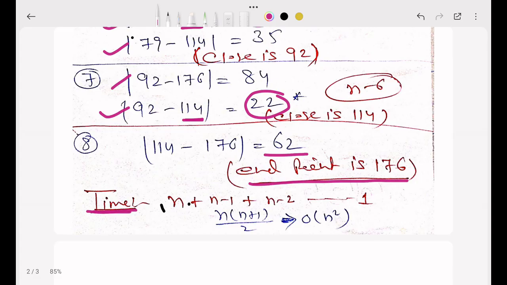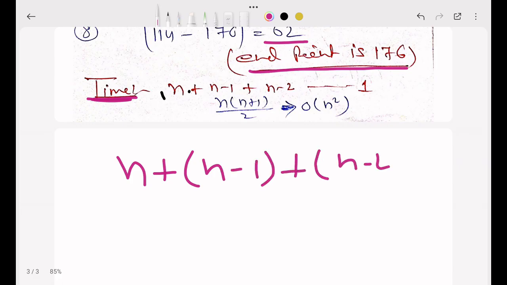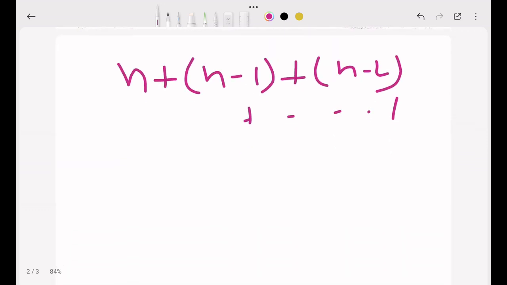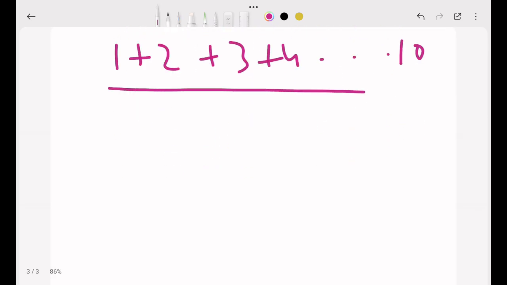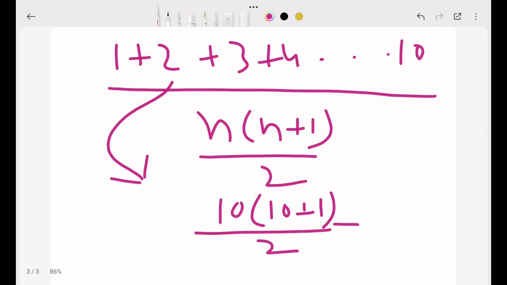If I check the time complexity, the comparisons are n, then n minus 1, next n minus 2, and so on up to 1. So what is this? It is the sum of natural numbers: 1 plus 2 plus 3 plus 4 and so on up to 10. What is the sum of natural numbers? n into n plus 1 upon 2. You can check also, the sum of the first 10 natural numbers: 10 into 11 upon 2, so this value is equal to 55. So the formula is this.